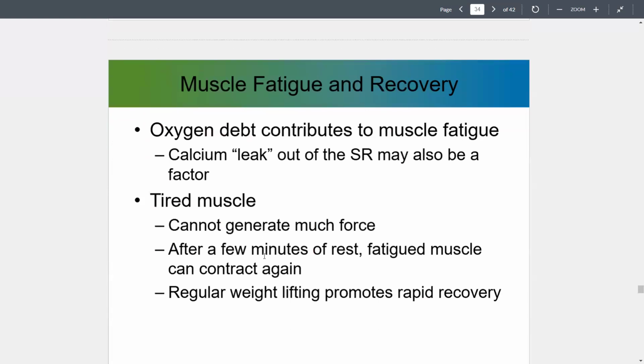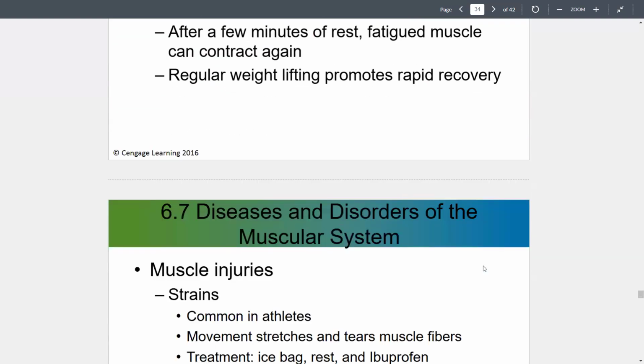So then here we have muscle fatigue and recovery. If you have oxygen debt, that can cause fatigue. And so that means that the calcium doesn't stay in the SR and it won't be able to sustain a contraction. Tired muscles also aren't going to be able to lift as much weight as normal.